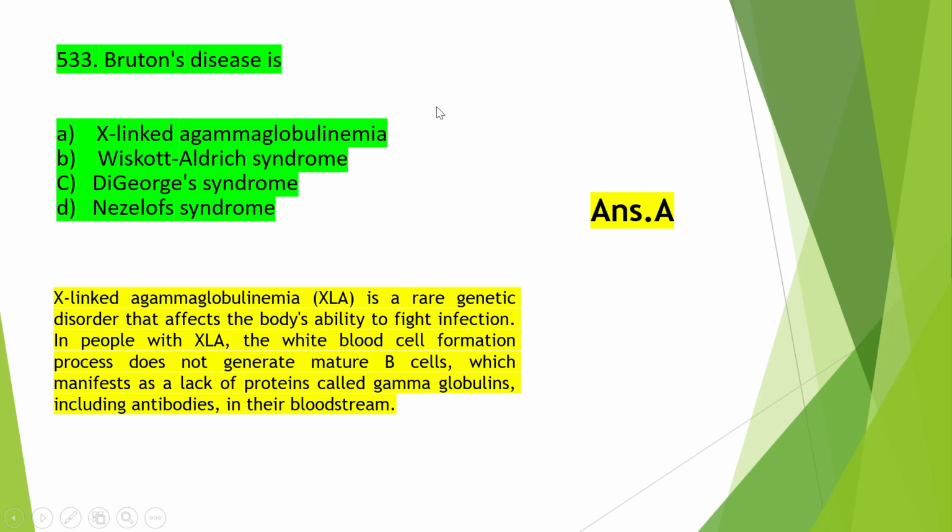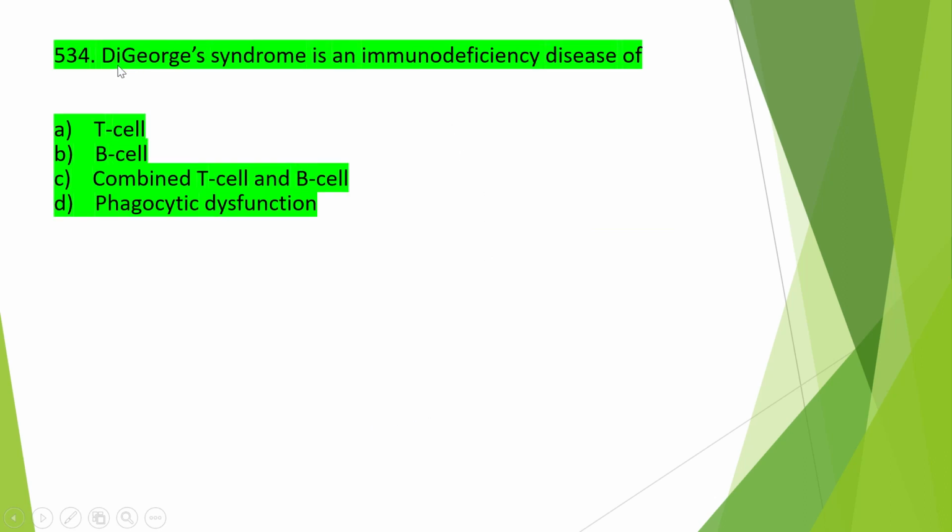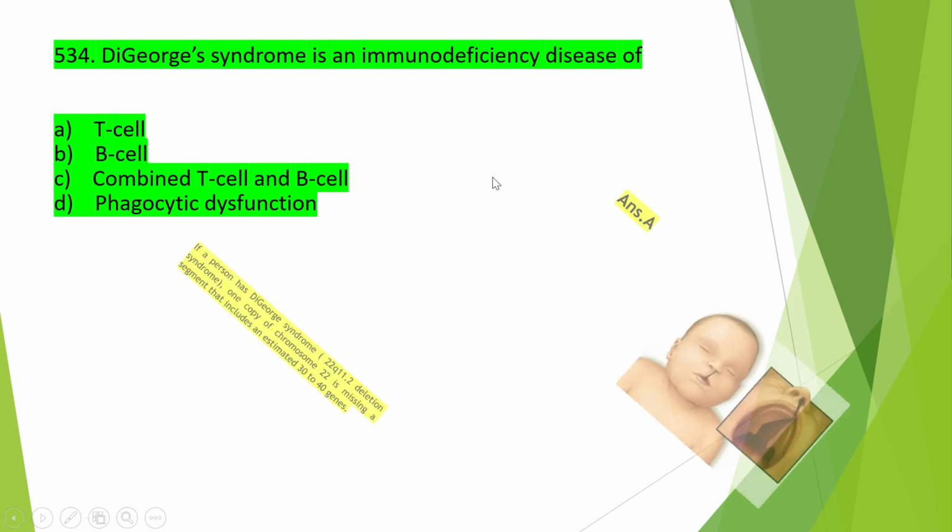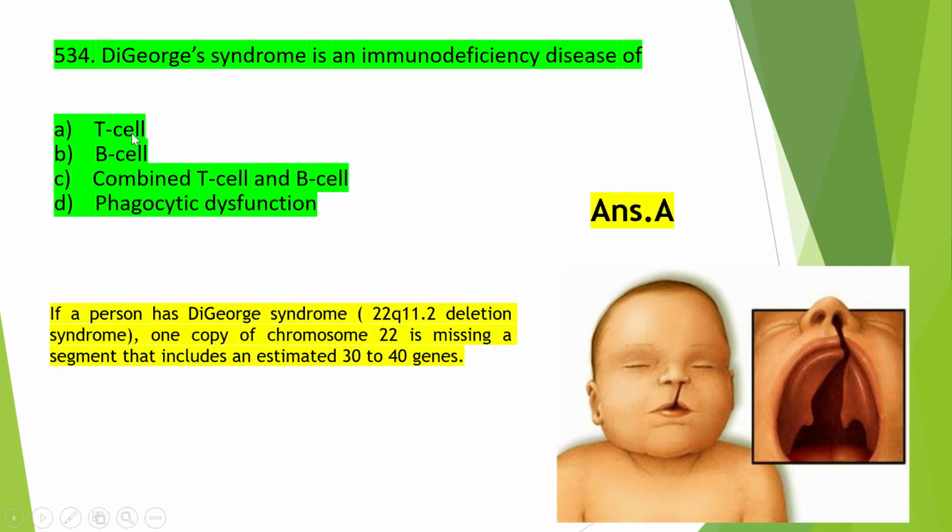Okay, so next question we will see. Next is DiGeorge syndrome is an immunodeficiency disease of option A T cell, option B B cell, option C combined T cell and B cell, or option D phagocytic dysfunction. So the right one is option A, that is T cells. So DiGeorge syndrome is an immunodeficiency disease of T cell.